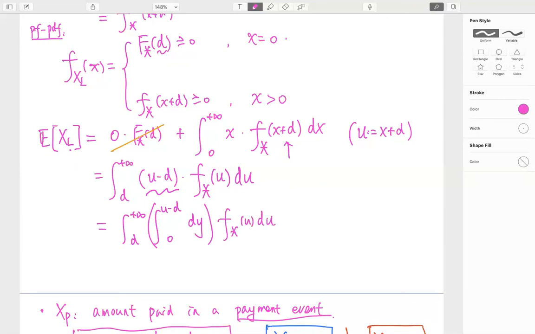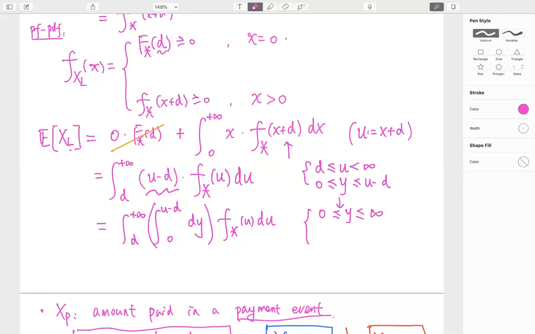Right, and then I need to switch the order between those two double integrals. Originally, I have u bigger than d, less than infinity, and I have my y bigger than 0, less than u minus d. This is the original one, and now I want my y to go outside, greater than 0. Since u can go to infinity, infinity minus a number is infinity.